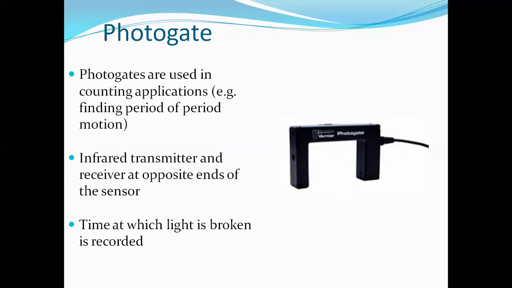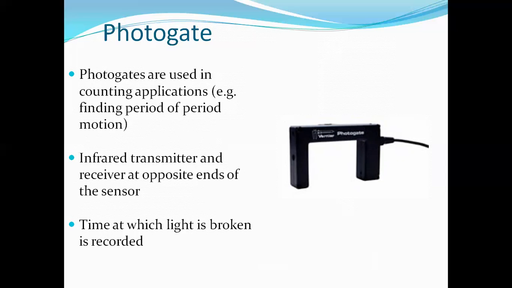These photogates are used in counting applications. The number of objects that pass through that particular photogate will be counted. There is an infrared transmitter and receiver at opposite ends of the sensor, and the time for which the light is broken is recorded. When an object passes through, it cuts the light passage from one side of the gate to the receiver at the opposite end of the sensor.